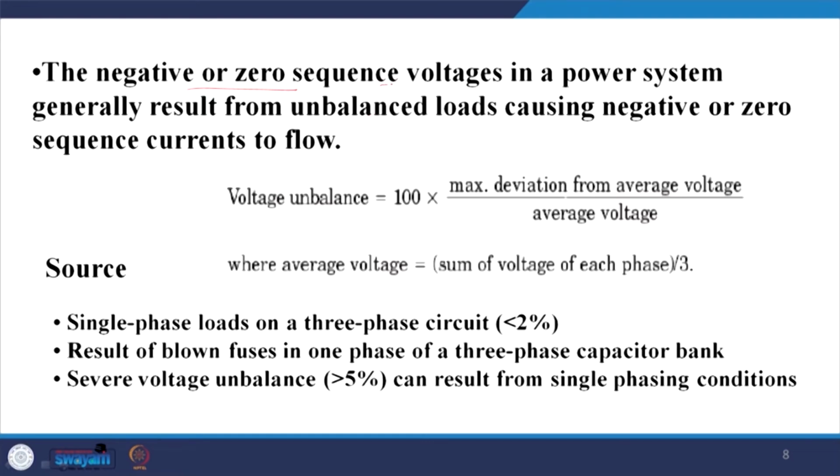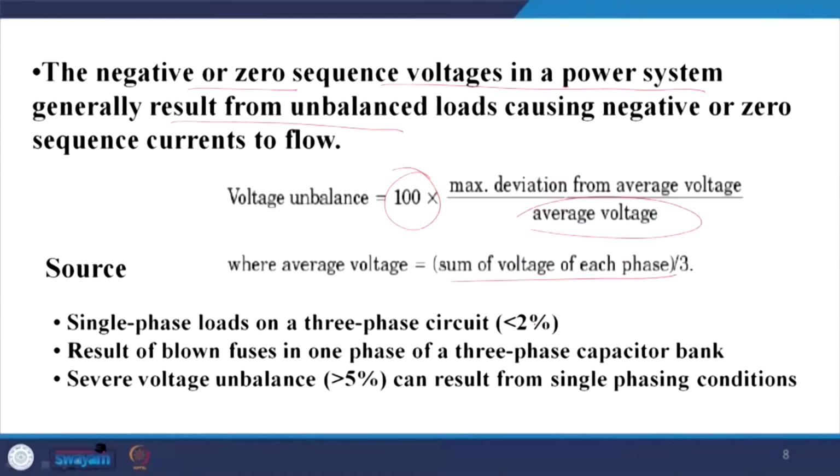So, zero sequence voltage in a power system generally results from unbalanced loads causing negative or zero sequence current to flow. Voltage unbalance equals 100% times the maximum deviation from the average voltage divided by the average voltage, or you can take the RMS voltage also, where the average voltage is the sum of the voltages in the 3 phases.